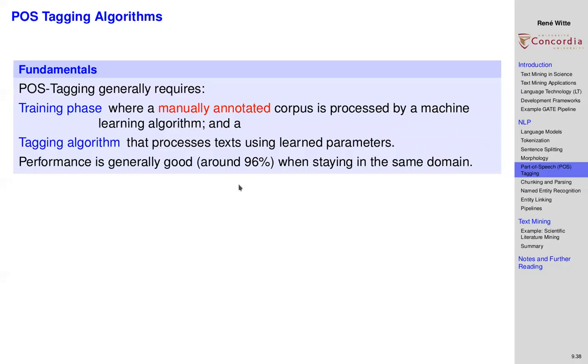In general, this works very reliably, around 96%, if you stay in the same domain, meaning if you trained your part of speech tagger on news documents and then you run it again on news documents. If you train it in one domain, like news documents, and then run it on a different domain, like medical documents, obviously the performance is going to be a lot worse.